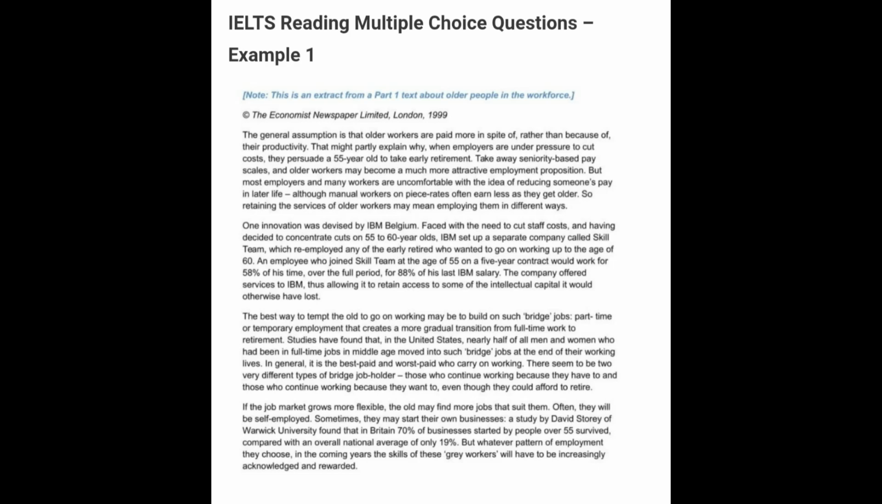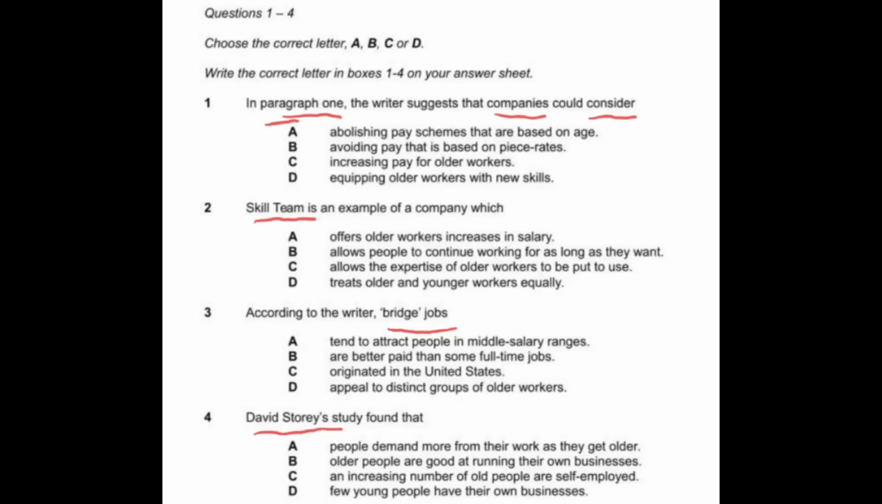Okay, I can see I'm presented with this question. So what I do is I first of all read the questions and the instructions. Okay, the instruction says choose the correct letter A, B, C, or D. Write the correct answers in boxes 1 to 4 of your answer sheet. Okay, so you read the first question, which says, in paragraph 1, the writer suggests that companies could consider. Okay, that is the question.